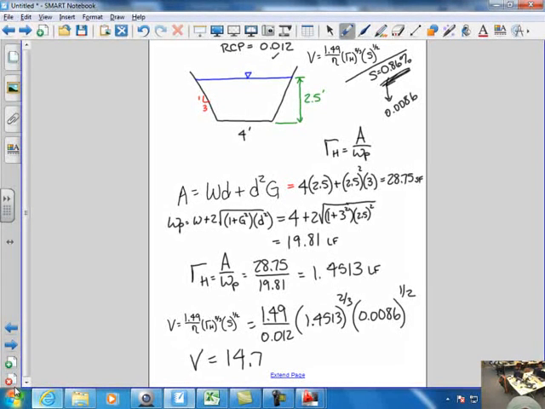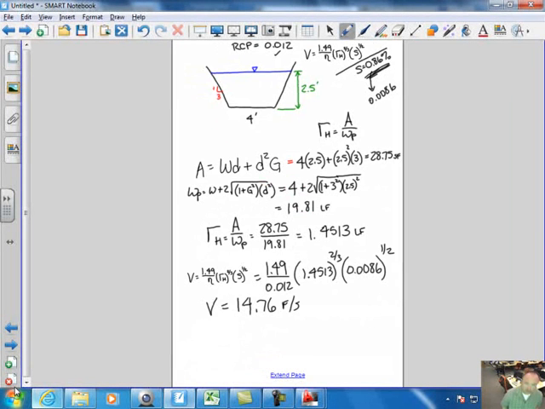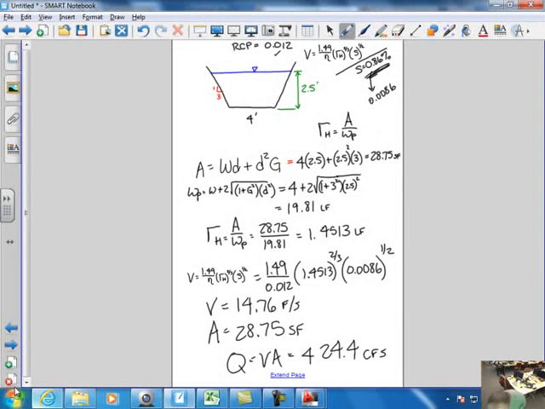through this section is going to be 14.76 feet per second. We already know the area is equal to 28.75 square feet. So the Q at this slope, the flow of water through this channel at this slope, given this aspect, is V times A. So the flow through this channel is actually 424.4 CFS. So we can calculate how much flow is actually flowing through this channel given these parameters.